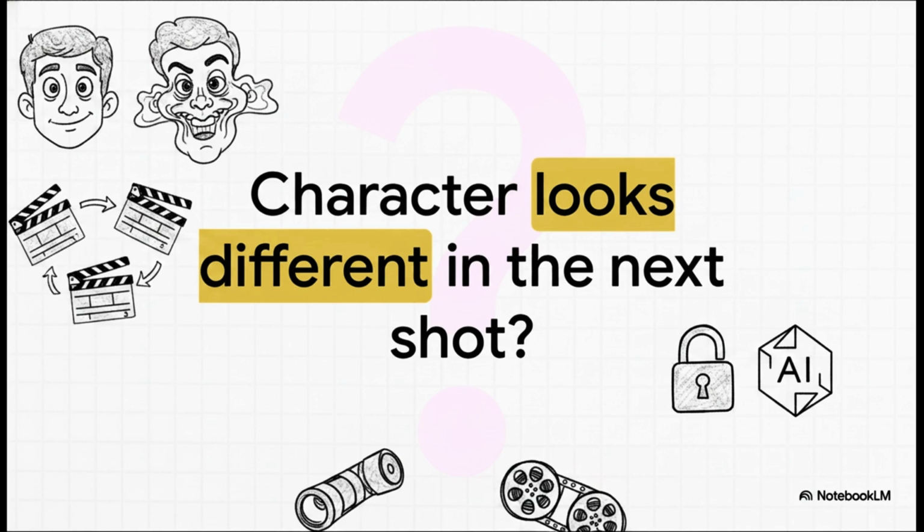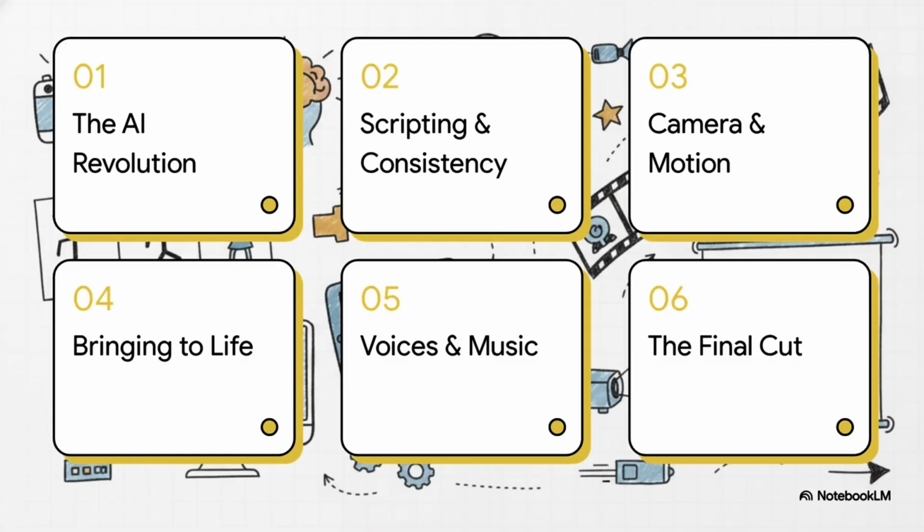We're going to walk step by step through a virtual film studio to lock in that visual consistency once and for all. Here's our roadmap for this explainer. We're going chronologically, right from a blank script all the way to a fully scored cinematic premiere. So we'll hit the AI animation revolution, then scripting and character consistency, directing, camera, and motion, bringing those characters to life, adding voices, music, and lip sync, and finally assembling the final cinematic cut.